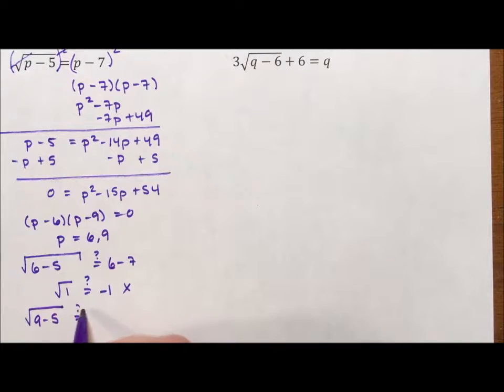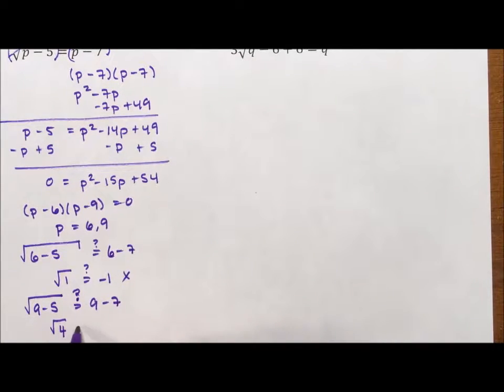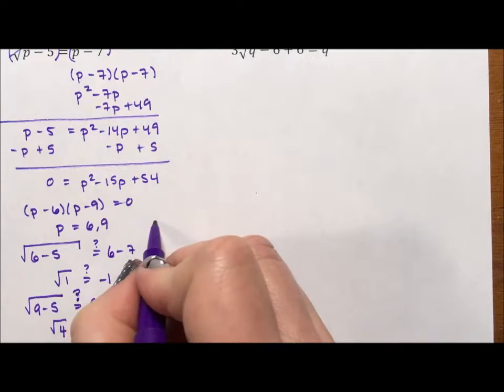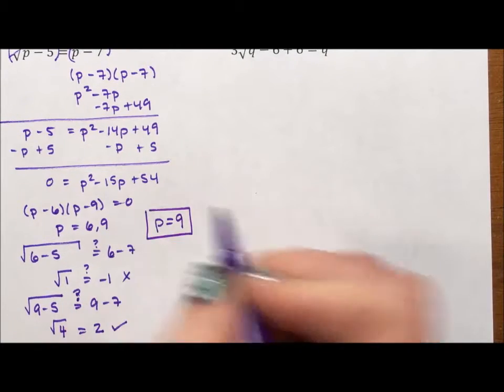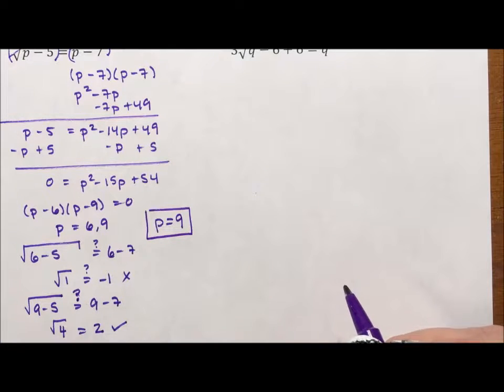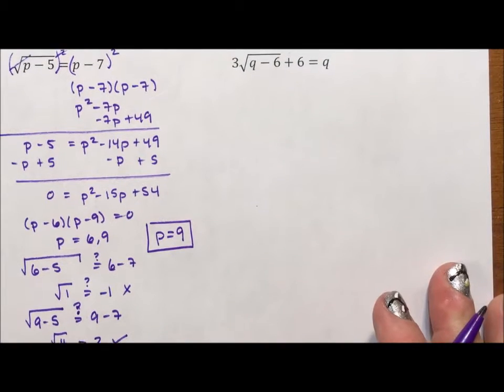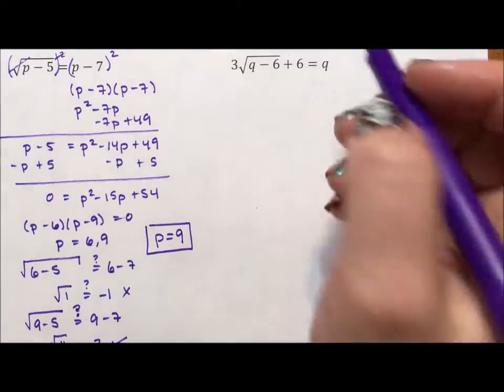Does this really equal 9 minus 7? Does the square root of 4 really equal 2? That does work. So the only viable answer is p equals 9. Our 6 didn't work. All right, so let's do this again.